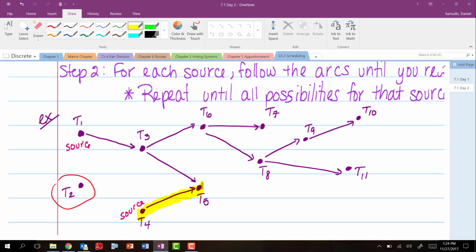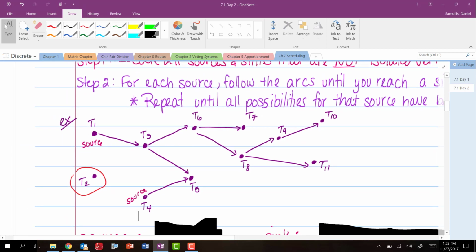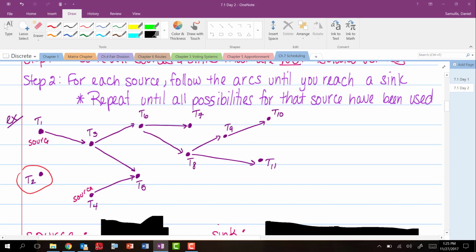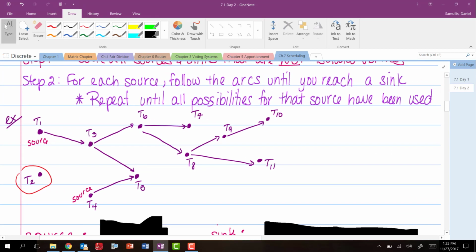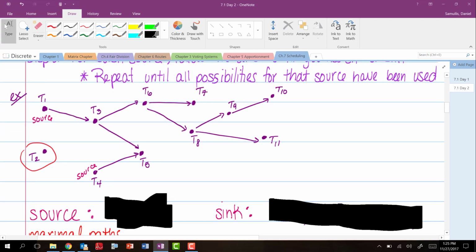Now, drawing this, I've accidentally put all the sources down. T2 is not a source. T2 is not a directed or a maximal path. It is an independent task, not part of this little procedure. But in order to get this job done, it is one of the tasks that has to be done. It just has nothing to do with talking about maximal paths, sources and sinks, and all that other stuff.